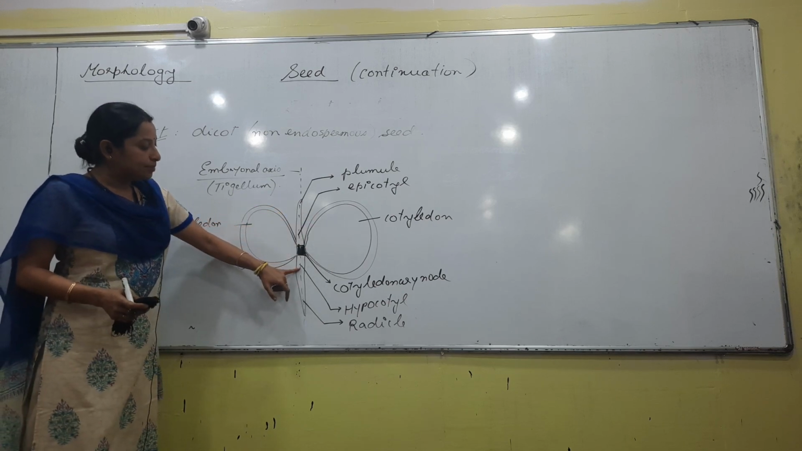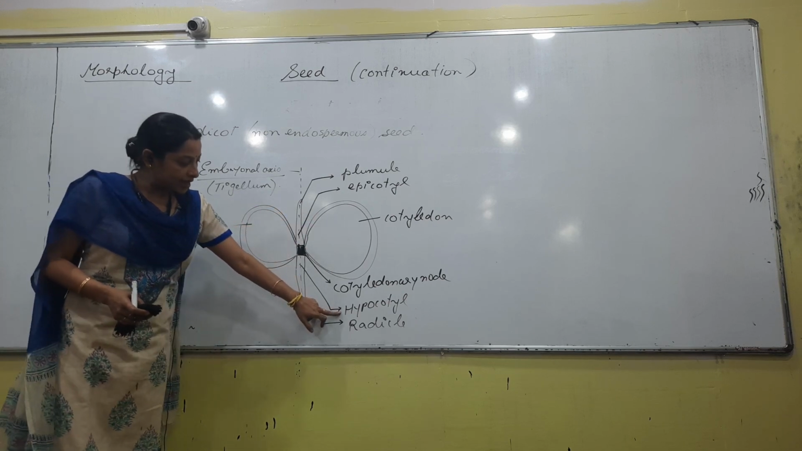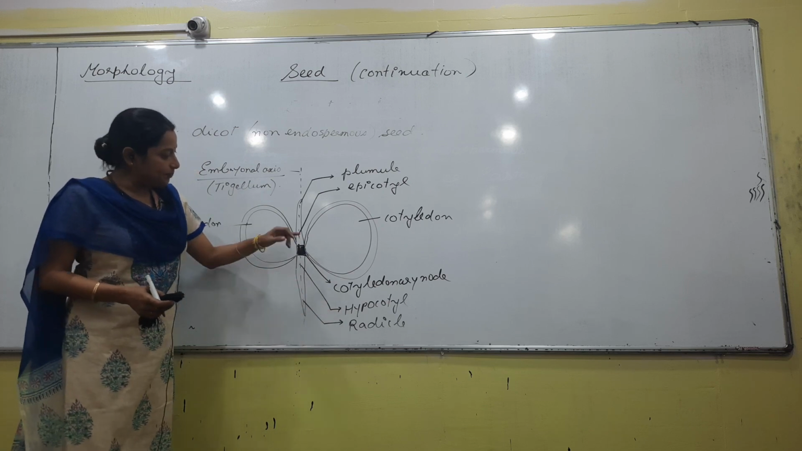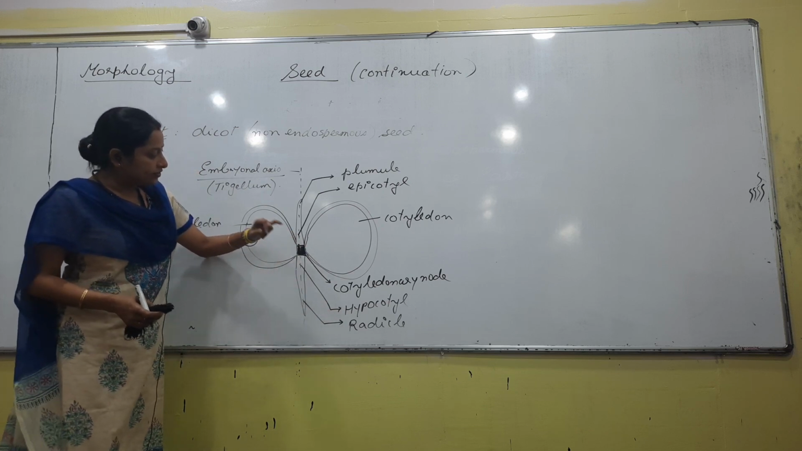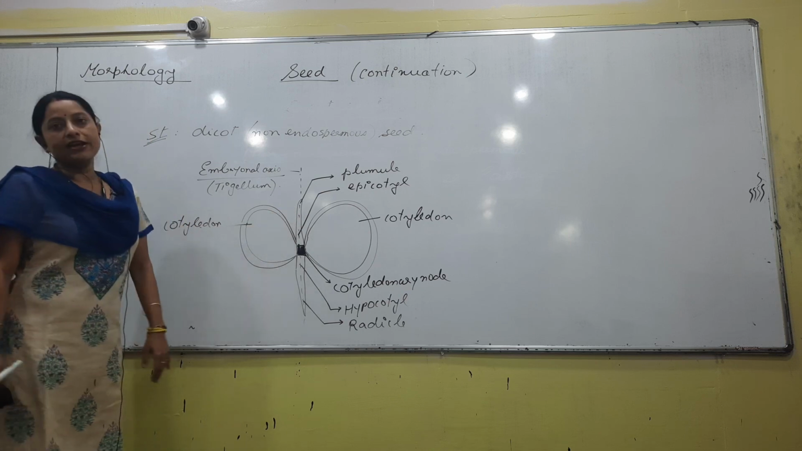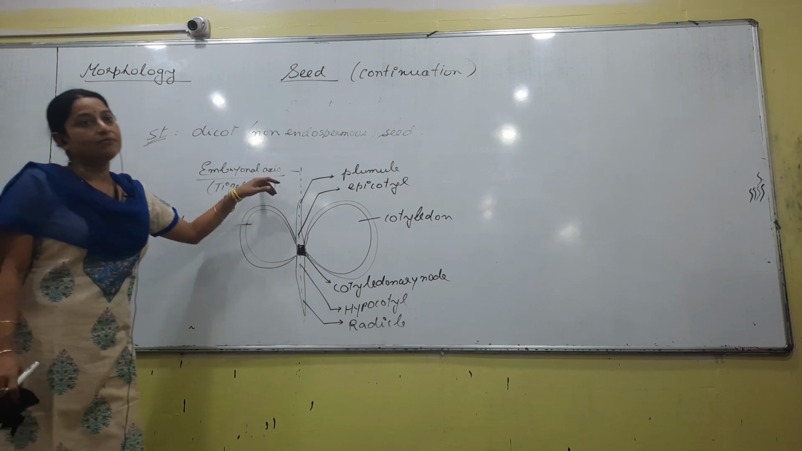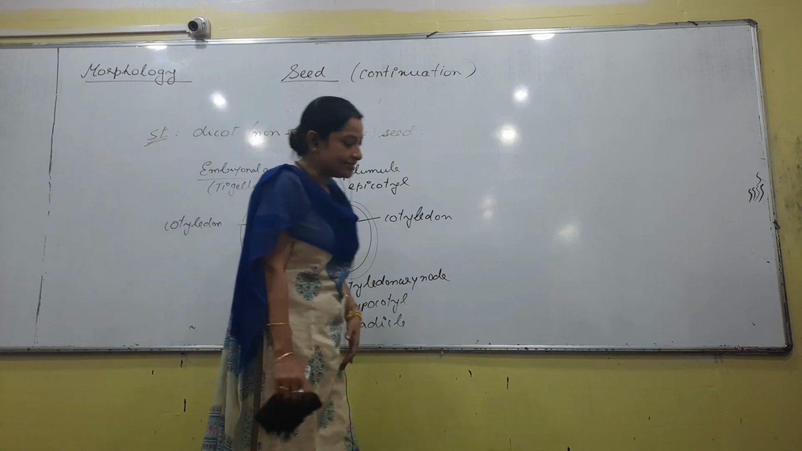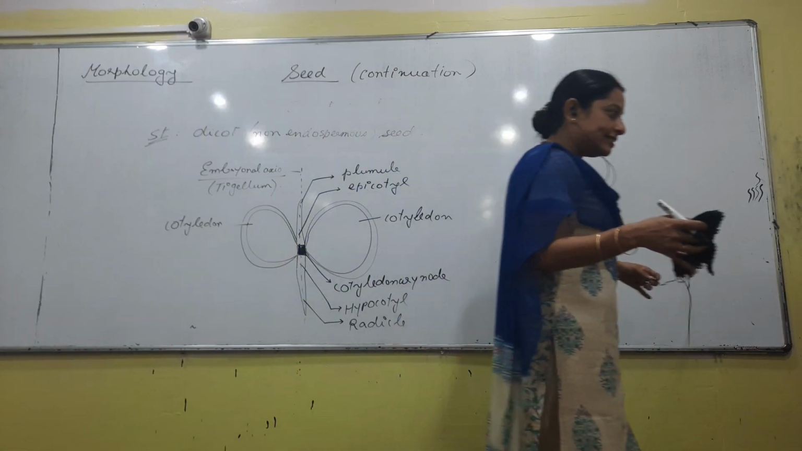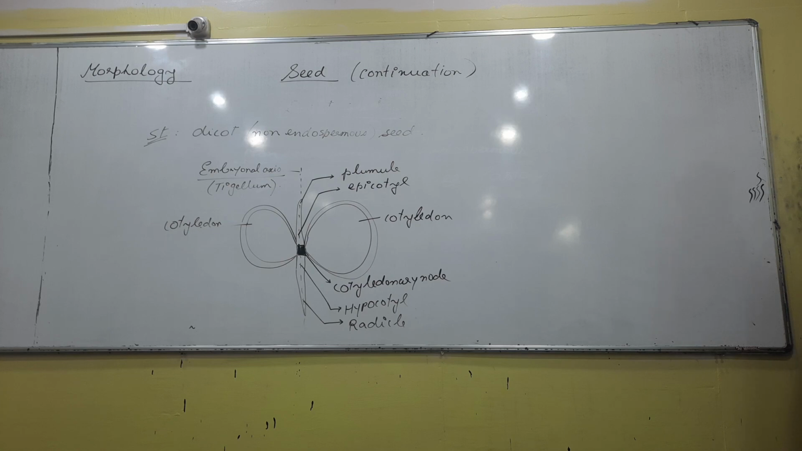The part below the cotyledonary node is called the hypocotyl, that will give rise to the radicle. The part above the cotyledonary node is called the epicotyl, that will give rise to the plumule, and ultimately we have something called the embryonal axis. What is the embryonal axis? A hypothetical axis, right, that is also called tigellum. Since we have already discussed it, nothing to write about it.